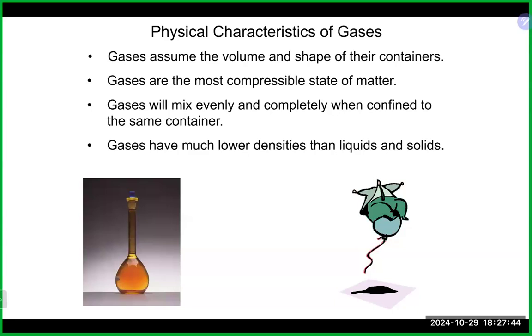And gases have a much lower density than liquids or solids. And we're going to talk about in this chapter how to calculate the density of a gas. So normally when we think about density of, say, liquids or solids, usually the units are grams per milliliter or grams per cubic centimeter. But when we deal with gases, usually the units are actually grams per liter is the typical unit that we use for the density of a gas.